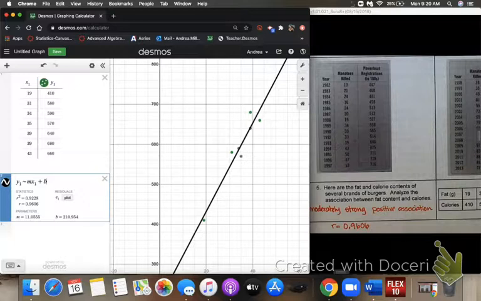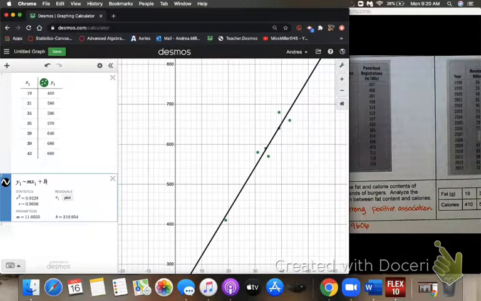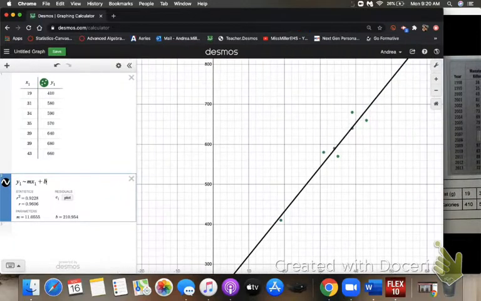All right, so there does seem to be some kind of association here. It's looking like as your fat increases, so does your number of calories, right? So the x-axis is your fat, and the y-axis over here is your calories. As we're increasing in fat, we're also increasing in calories. So it does seem to be an association there.